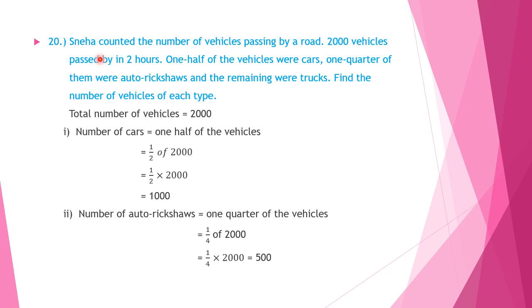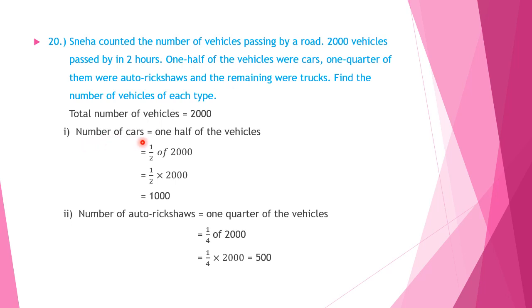So there is a girl Sneha. She counted the number of vehicles passing by a road. How many total vehicles did she get? 2000 vehicles passed in 2 hours. So the total number of vehicles is 2000. Now out of 2000, how many are cars? One half of the vehicles.